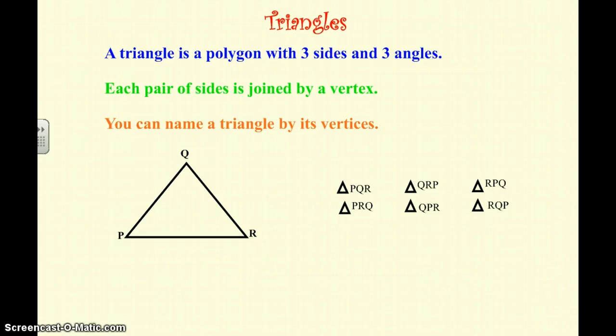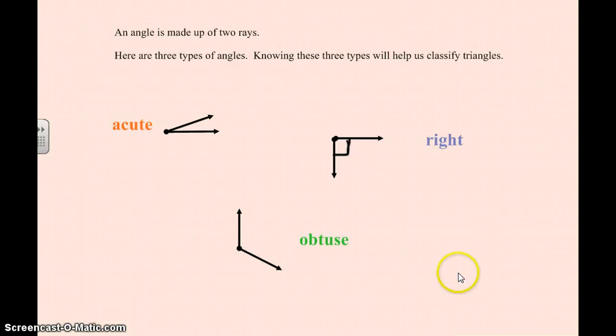All right, let's take a look. We're going to do a little review next. In class, we spent a lot of time talking about lines and line segments and rays and angles. So let's do a little review. Remember, an angle is made up of 2 rays. So here are 3 types of angles, and knowing these 3 different types of angles will help us to classify triangles. I know that you're saying, oh, we learned more than this in class, but for this, we're just going to review these 3 types.